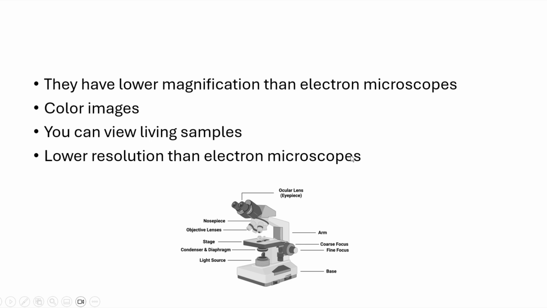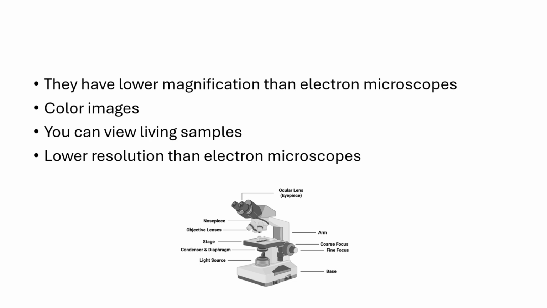Light microscopes have a lower magnification than electron microscopes. You need to know that. They also produce color images, and you can also view living samples. So these are some advantages: color images and viewing living samples. Whereas the disadvantages are that they have lower magnification and lower resolution.